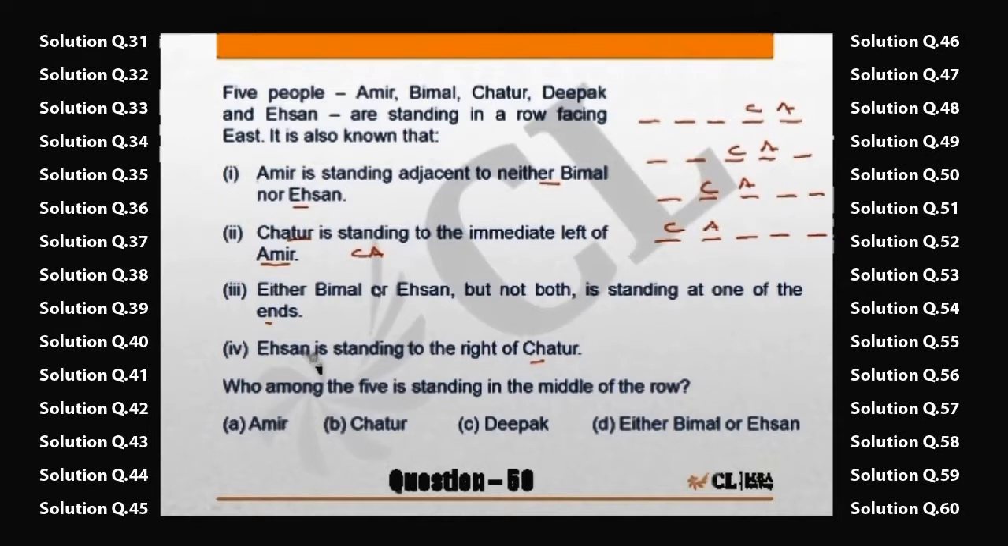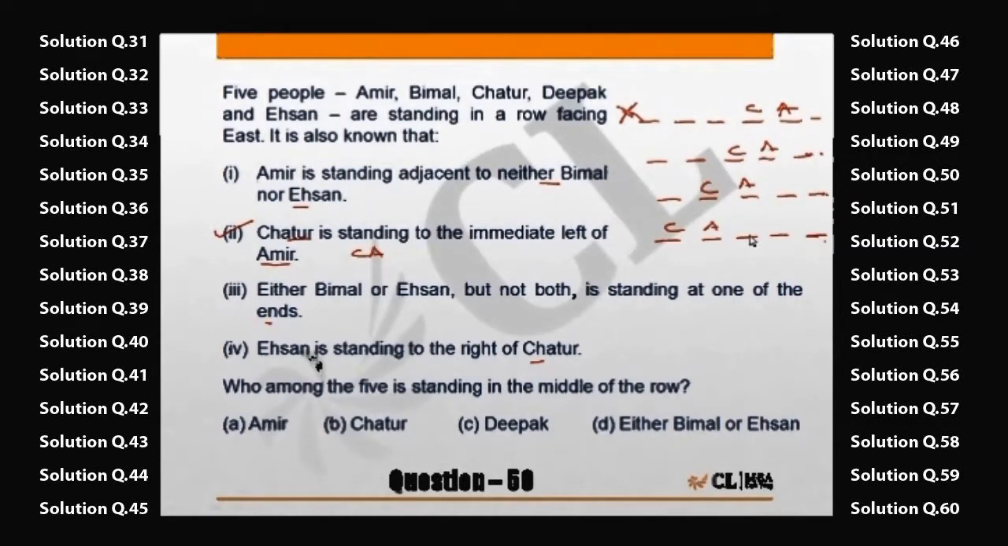Then let's start looking at the other statements. So we have used statement 2. Statement 4. Ehsan is standing to the right of Chatur. So E is standing to the right of Chatur. So if E is standing to the right of Chatur, this case is not possible because E cannot be to the right of Chatur. E can be to the right of Chatur in the next 3 cases. So this statement or this particular arrangement is incorrect. This one, arrangement 1. Okay. Let's see if it is possible in others. Yes, it is possible here as well as here.